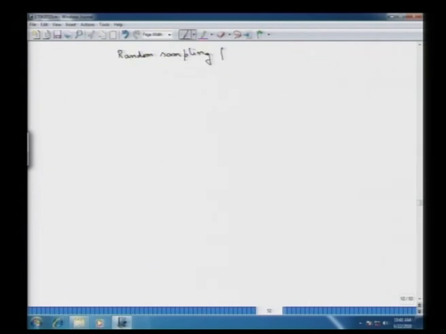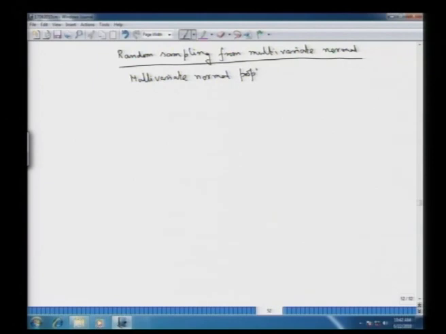Random sampling from a multivariate normal distribution. So suppose we have a multivariate normal population N_p(mu, sigma). What we have here is mu giving the mean vector and sigma the covariance matrix. We assume that sigma is positive definite.